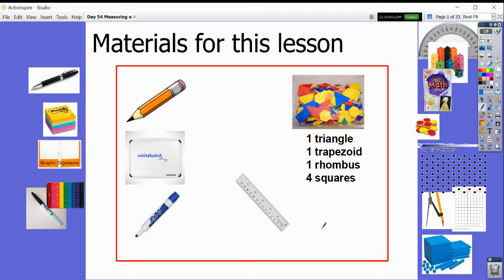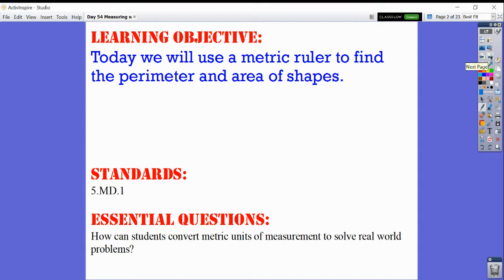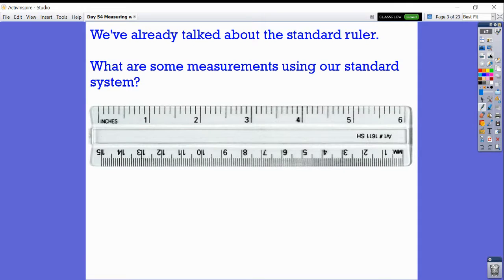And it is dealing with measuring with the metric system. Measuring with the metric system. Okay. So, today we will use a metric ruler to find the perimeter and area of shapes.